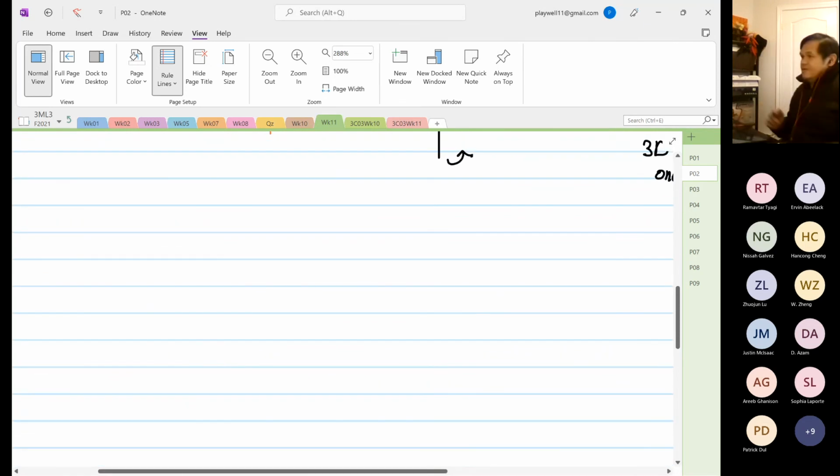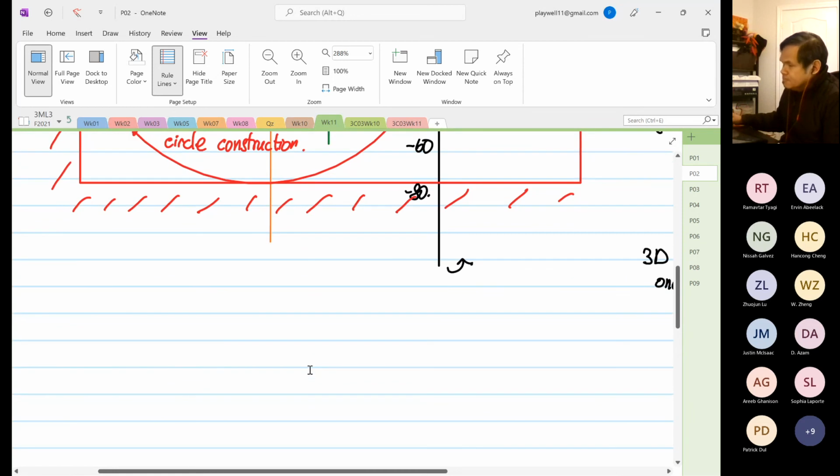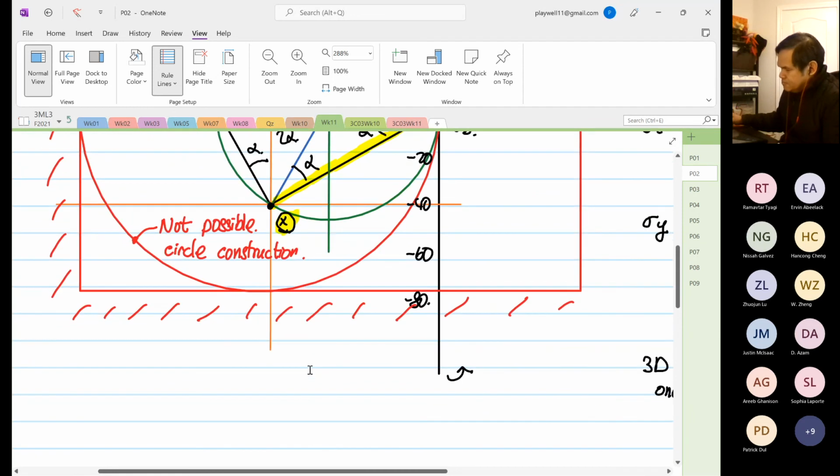Professor, I have a question. Yes. Sorry. If you're doing a solution and your circles are not touching, is that an easy way to tell that you're completely off on your calculations?